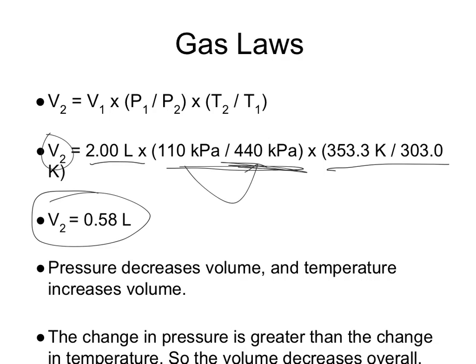But the fact is the pressure quadrupled. It went up 4 times, whereas the temperature only went up by, say, about a fifth, 20% or so. So the fact that the pressure went up way more than the temperature is why the volume went down instead of up.